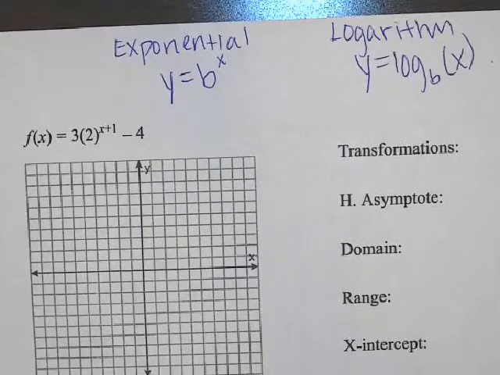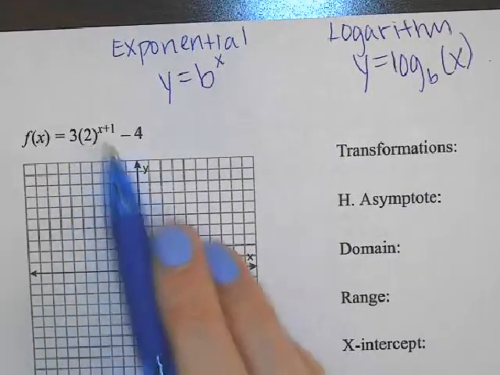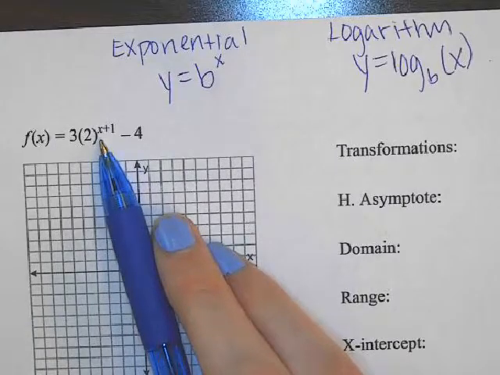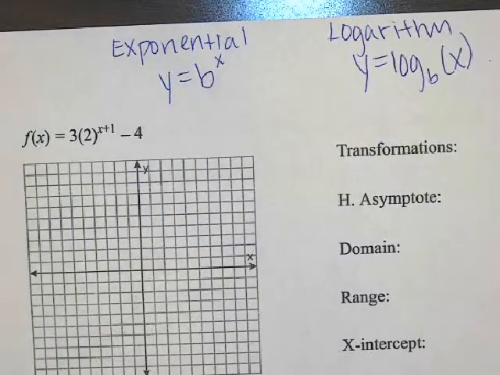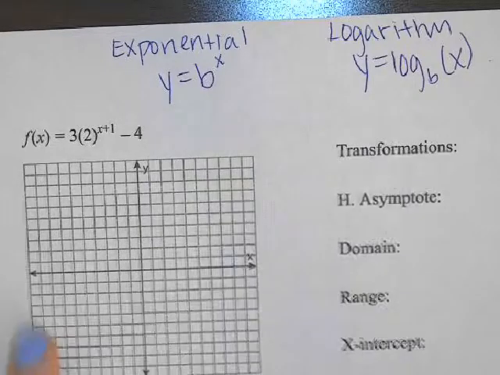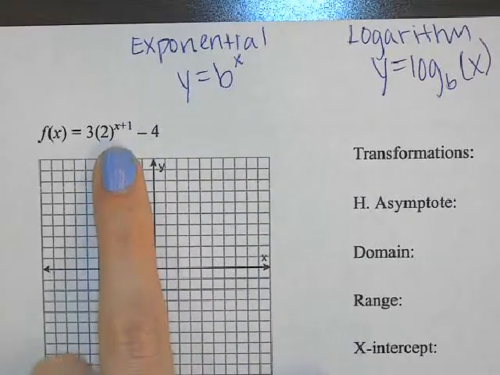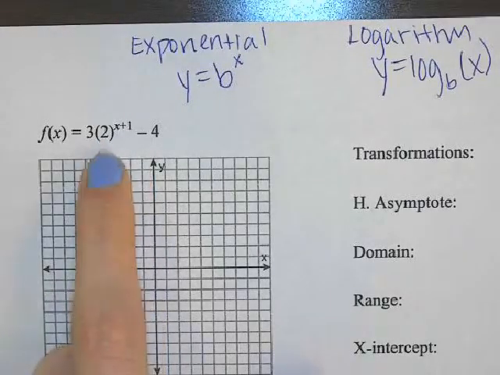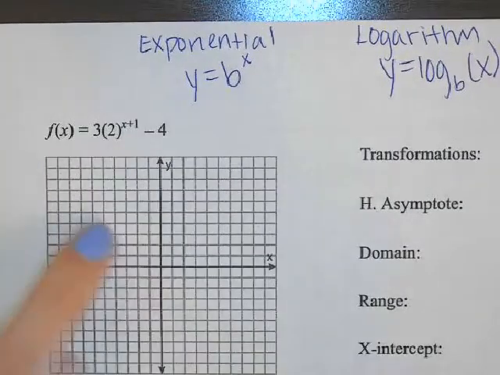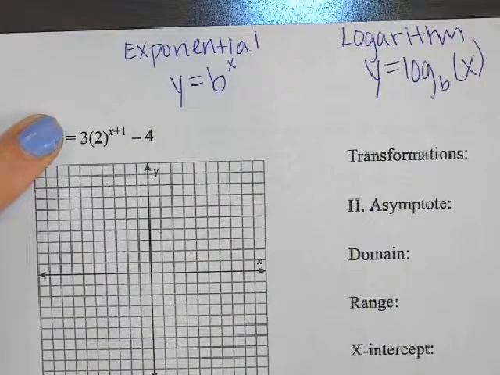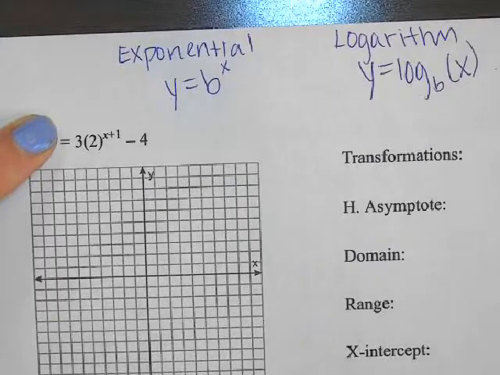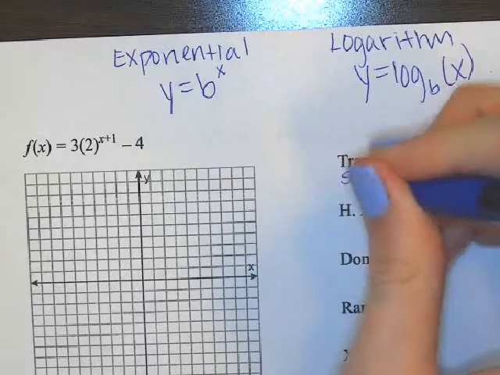So for the first one, is this an exponential or a logarithm? Logarithm. Because you see the word log, right? It's an exponential because the x is in the exponent. So if this is an exponential, what is the base of the parent function? 2. So 2 to the x is the parent. Your a value then is 3. So what happens to a graph when you multiply its outputs by 3? They stretch. So we stretch by 3.